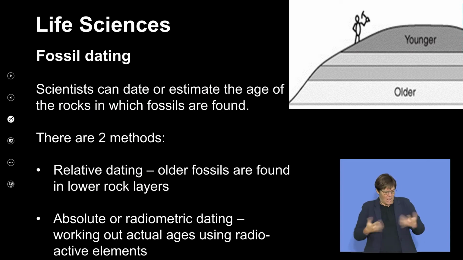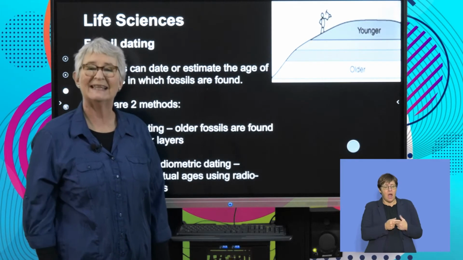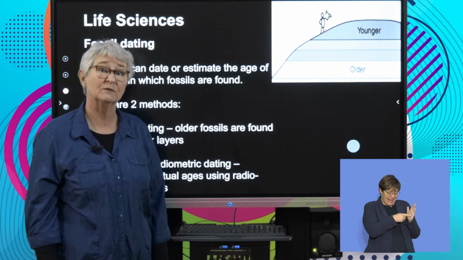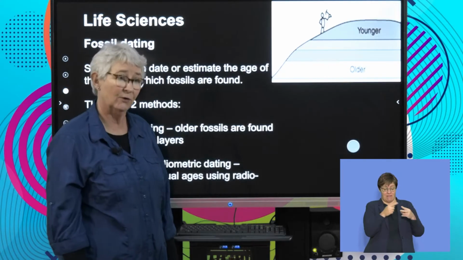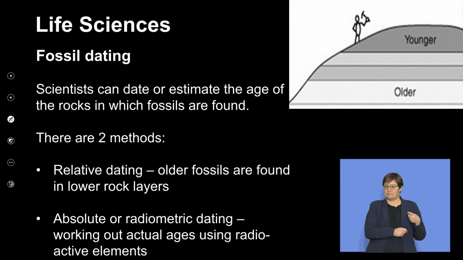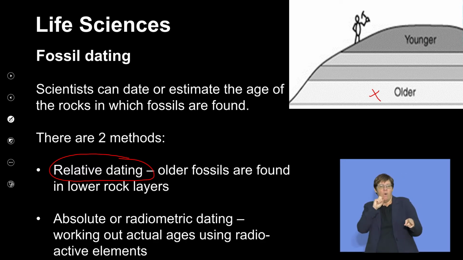Next thing is, how do we know how old the fossils actually are? What scientists do is they date the rock in which the fossils are found. And there are two ways that fossil dating can occur. First one is called relative dating. In relative dating, it's simply the older layers are at the bottom and the younger layers are at the top. This just tells you which fossil is older than which other fossil. It doesn't actually give you a number.